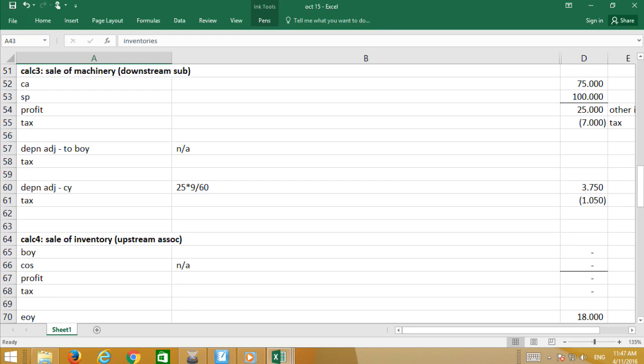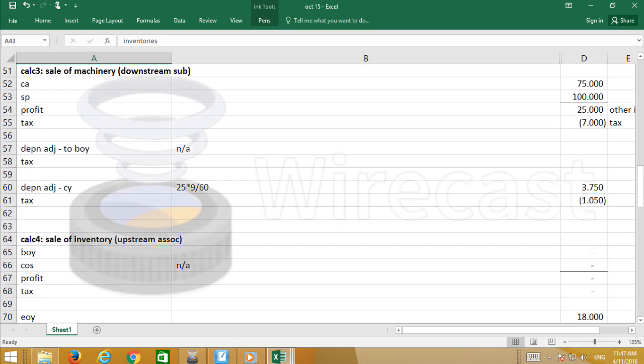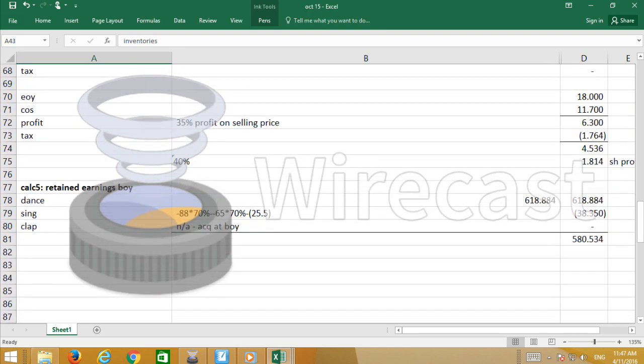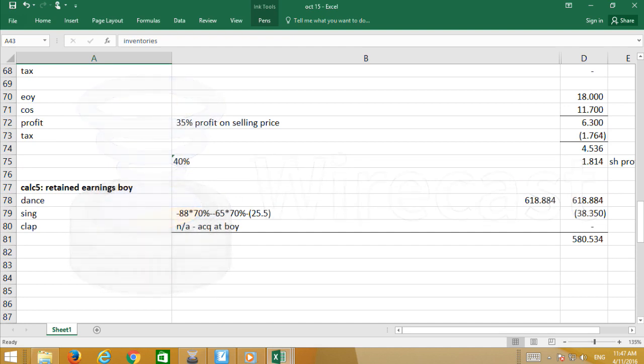The inventory was sold upstream from the associate. This is a demonstration: at beginning of year, there was nothing. So there's only something at end of year. At end of year, there's inventory on hand of 18. Remember, when it's upstream, there's also no adjustment to sales and cost of sales. If it was downstream, there would be an adjustment to sales and cost of sales, but it would never be the 80. It would only be the 18 times 40%.